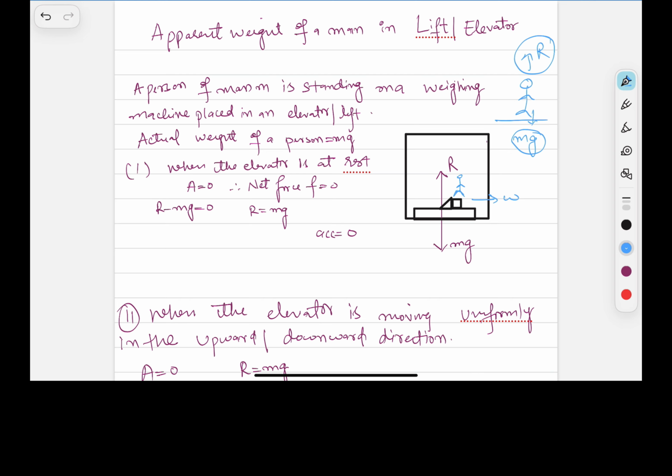We will discuss the first case, when the lift is at rest. When the lift is at rest, the acceleration is equal to 0. So what is the net force? Net force is also 0. So R equals mg, because R is countering the weight. R minus mg is equal to 0. So R is equal to mg when the lift is at rest.